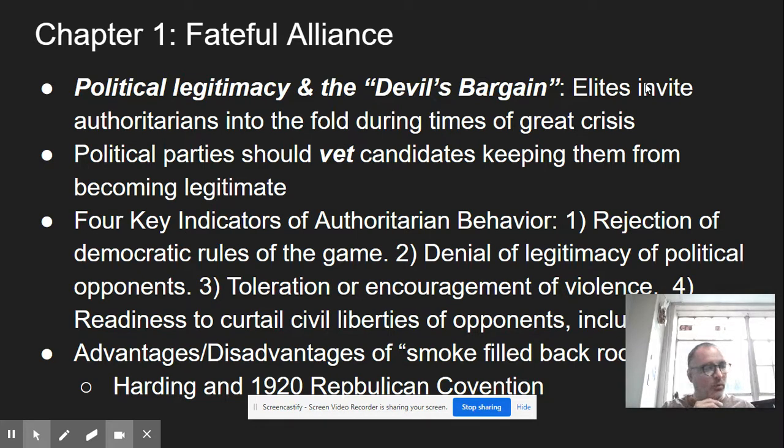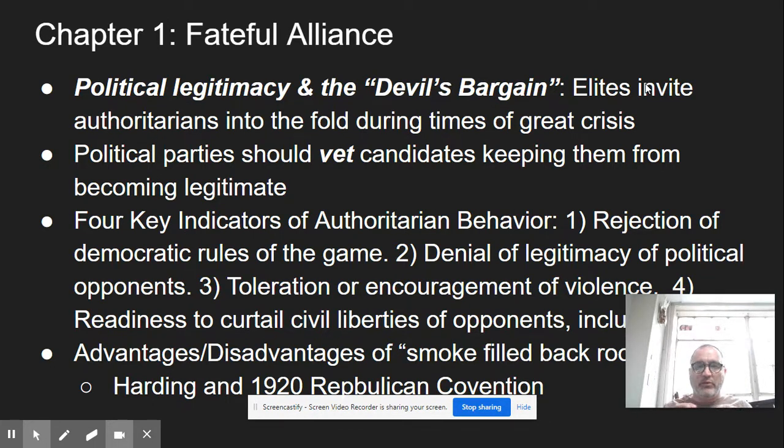They will be ready to, and they will begin to, cut or curtail or limit the civil liberties of their opponents. And the people who look like them, the people who support them, their civil liberties are fine. They're never questioned. But if you don't fit with what the group looks like, what this leader looks like, what this leader wants, what this leader is pushing for, then your civil liberties will be cut.